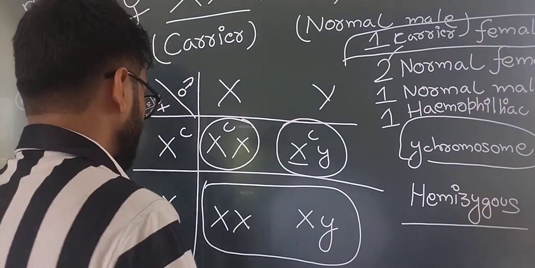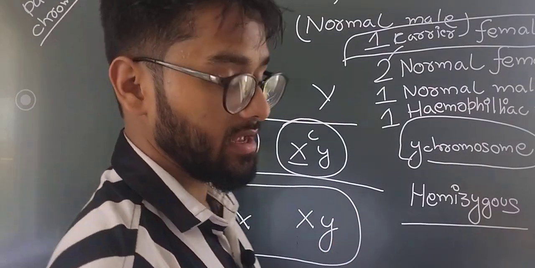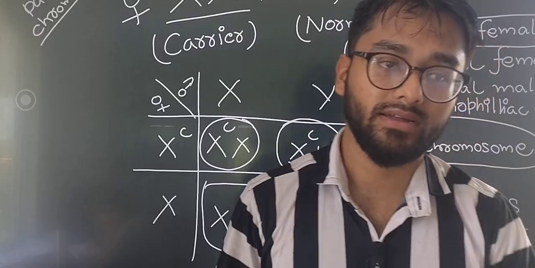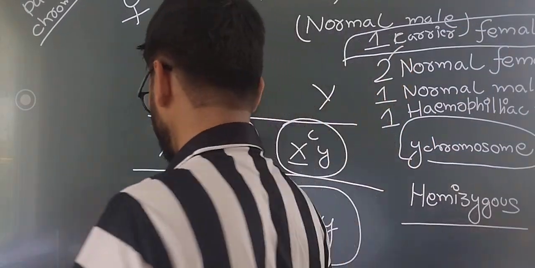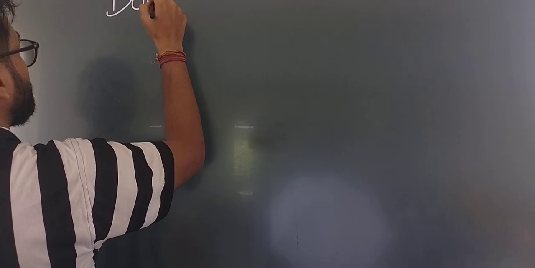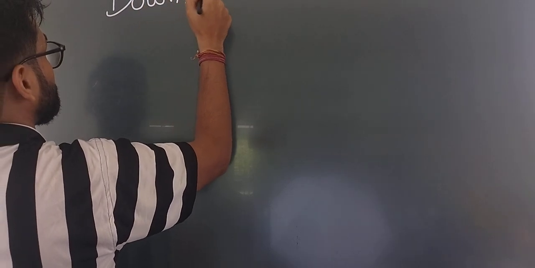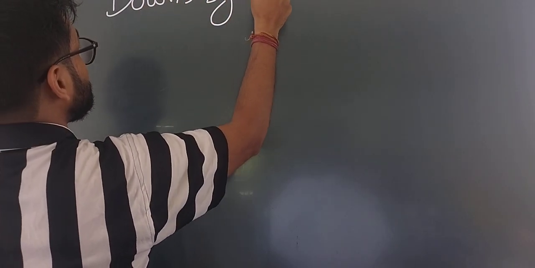Okay, hope this was helpful. And the rest of the diseases, I'll simply write them down so that you can go through them in brief. Okay, the rest of the diseases, like your Down syndrome. Okay, Down syndrome is the trisomy of 21.